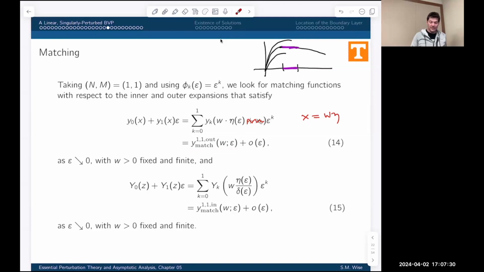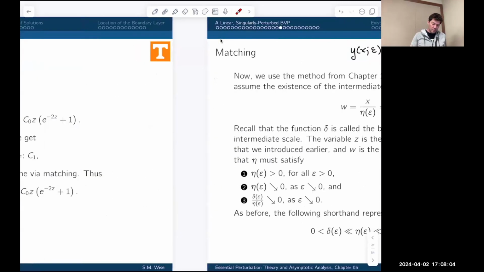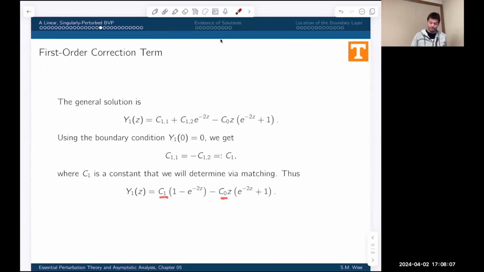Okay, lots of words. The outer match solution. Same thing down here. When I do this expansion down here and keep only little o of epsilon, or terms which are smaller than little o of epsilon, then what remains is what I'm going to call the 1-1 inner match function. Now, this guy here, the inner one, is still going to have free parameters. And those are going to be associated to the constants that I had in constructing y0, y1, c1 and c0.